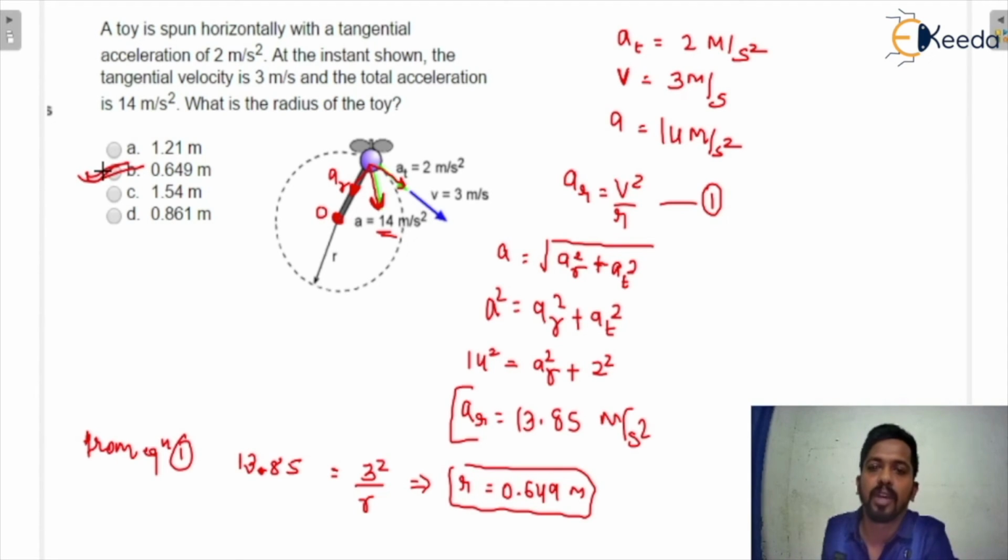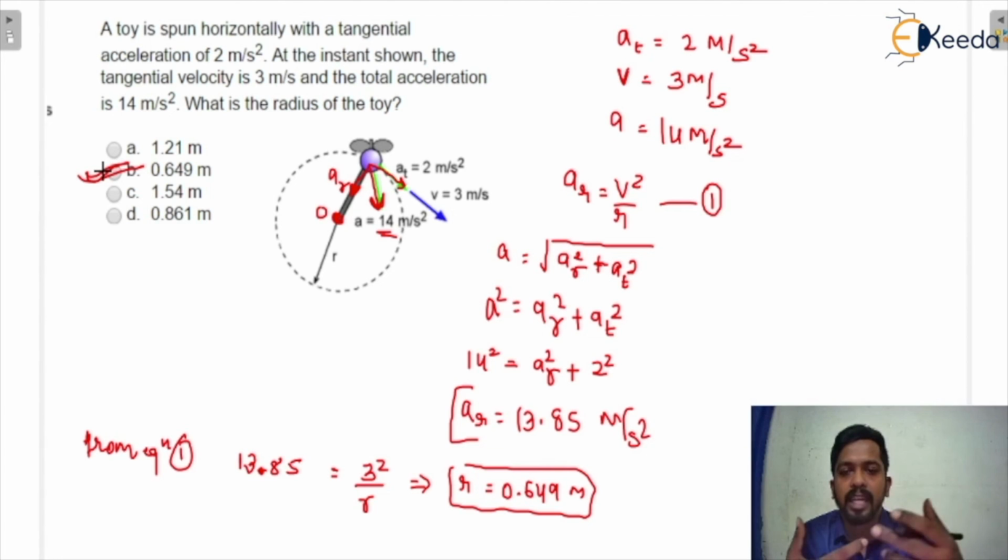Now you are able to understand how you can calculate the radius using the accelerations. First we need to understand the relation between the total acceleration, radial acceleration, and the tangential acceleration. Then if you can correlate every term to each other, it is easy to find out the terms that are asked in the question, whether it is radius or velocity. Everything you can calculate, but you need to correlate every term to each other. So the solution of this question, I hope you will understand.